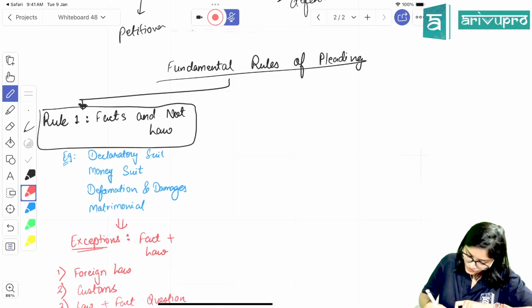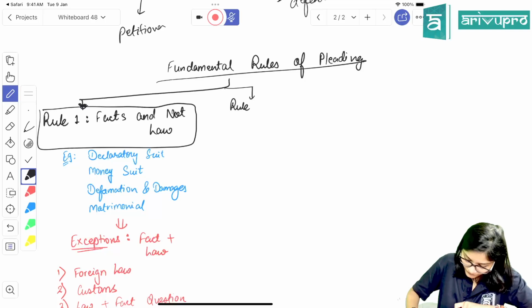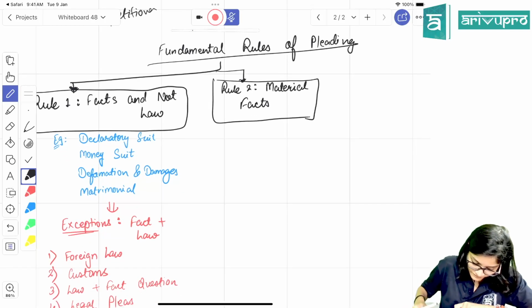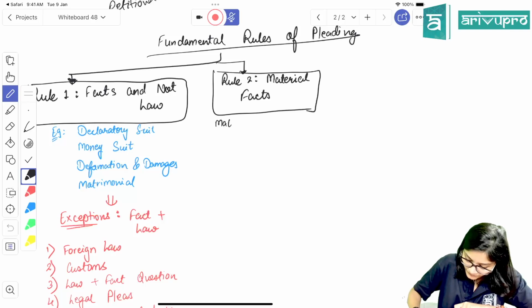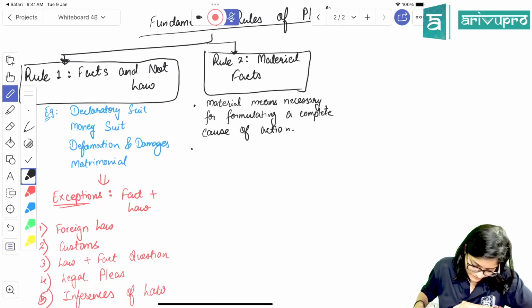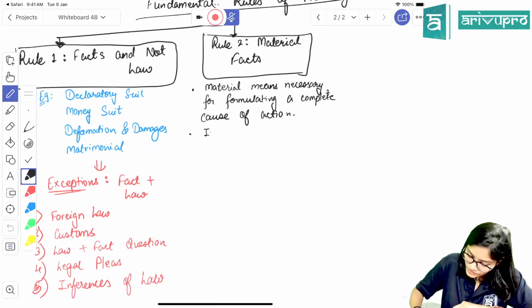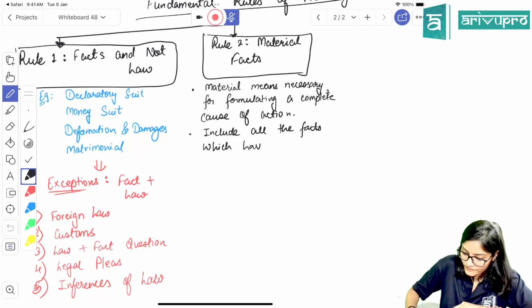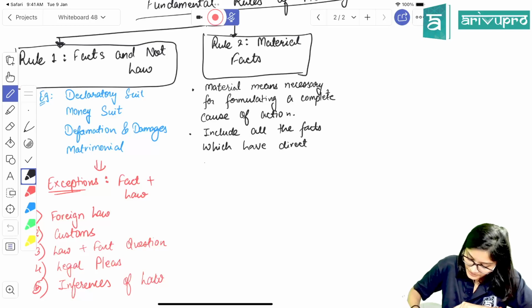Okay. So here we can write it down. What is the second rule? Material facts. So first of all, material means what? All the necessary, important. Right? What is material and immaterial depends on case to case. So what will you include? Include all the facts which have a direct bearing on the fact, direct and immediate implication.